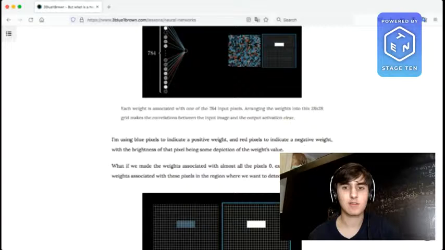What if we made the weights associated with almost all the pixels 0, except for some positive weights associated with these pixels in the region where we want to detect an edge? With these weights, the neurons in the second layer will be more activated when pixels in this region are more activated. Then taking a weighted sum of all pixel values really just amounts to adding up the values of the pixels in the region we care about.